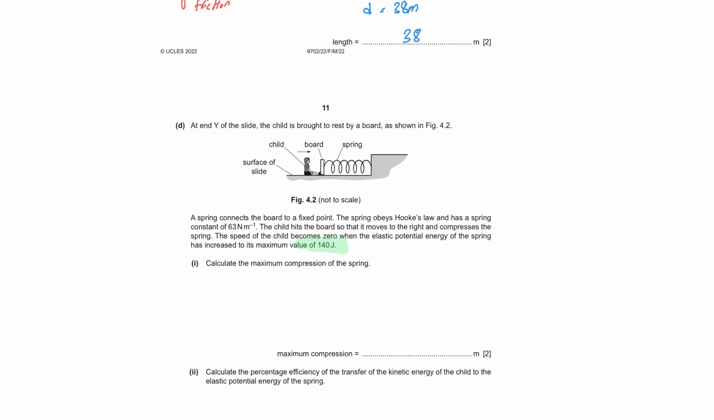So they have given us the energy of the spring. They have given us the spring constant of the spring. We'll use the formula for elastic potential energy, EP, is equal to half kx squared, where k is the spring constant. 140 is equal to half k, which is 63, and it's an SI unit, so no conversion needed, x squared. Make x the subject of the equation and solve for x. We get x is equal to 2.1 meters. This is the compression.